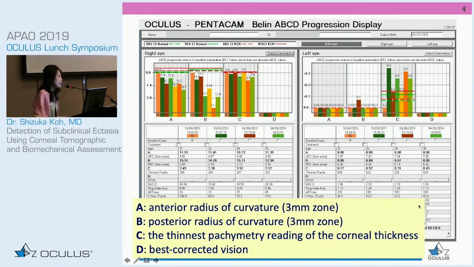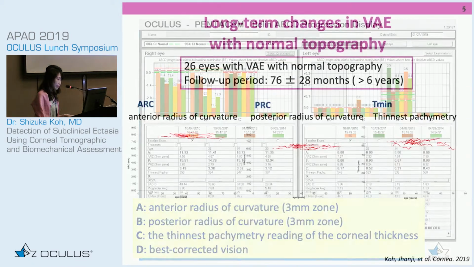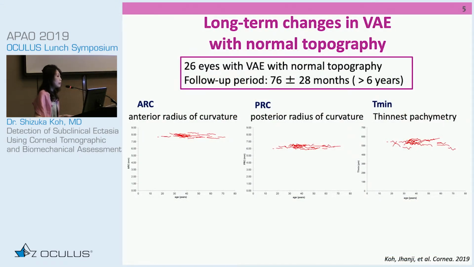Shown here is the Pentacam Belin ABCD progression display, which Professor Belin introduced today already. This nice grading system gives us a lot of information about the anterior and posterior corneal surface and the thickness pachymetry reading. We can follow up the data for many years. Using this program, we retrospectively investigated the corneal changes in the fellow eyes of very asymmetric ectasia cases. So we followed up 24 eyes with VAE with normal topography over 6 years.